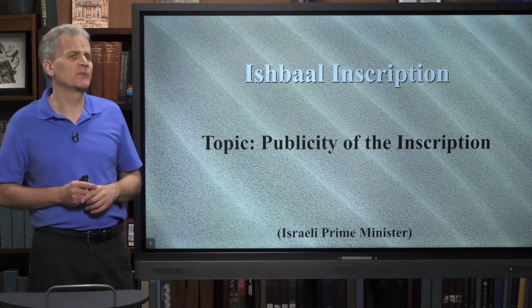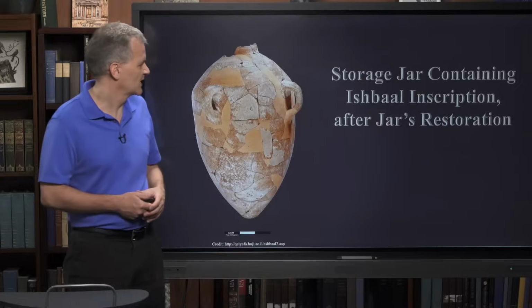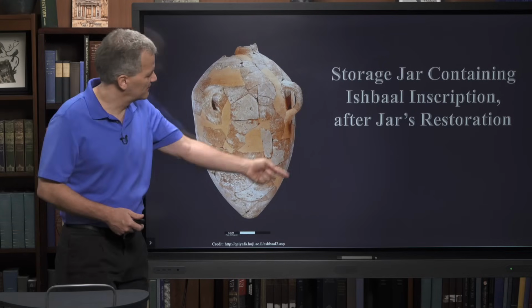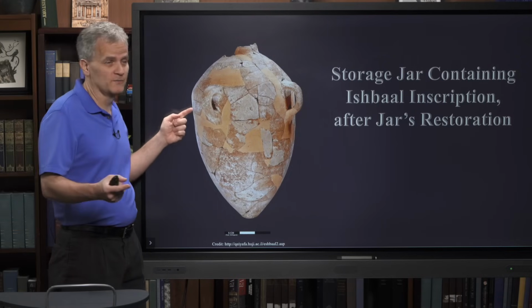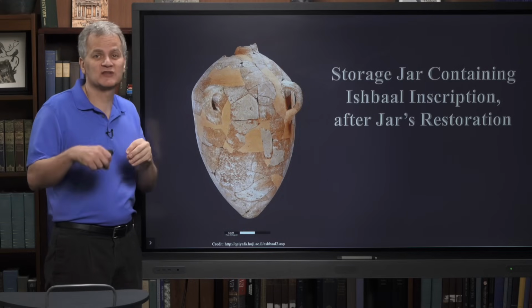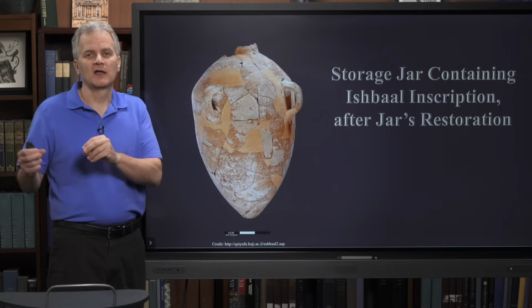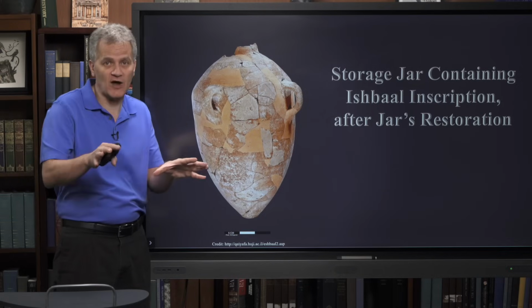First, let's talk about the publicity of the inscription, because essentially there was a little bit of hoopla related to this inscription and its find. In fact, it went all the way up the tree in Israel. But here is the jar that it is a part of. And so it's essentially inscribed right onto this jar, and it was inscribed at the time that the clay was still wet. So it hadn't gone into the kiln yet to be fired.